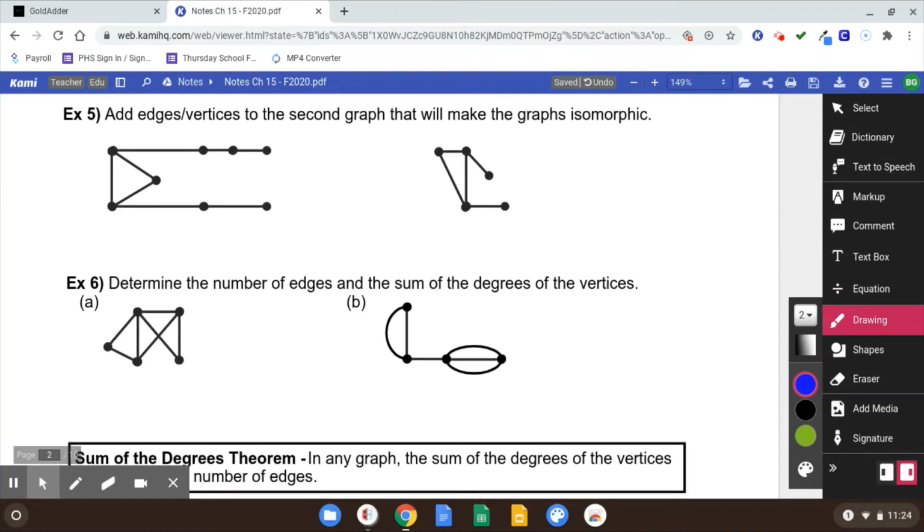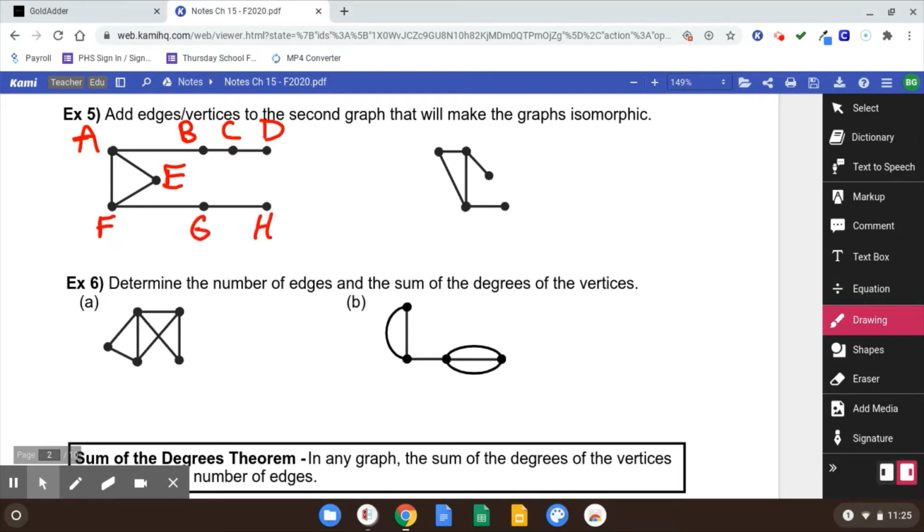5, add edges and vertices to the second graph that will make the two graphs isomorphic. Okay, I think isomorphic graphs is kind of a hard thing to understand, all right? So one thing that helps, I think, is to put labels in there. So let's say this is A, B, C, D, E, F, G, H. Okay. I see 1, 2, 3, 4, 5, 6, 7, 8 vertices, and the other one only has 5. They're not isomorphic. That's why they want me to add edges and vertices.